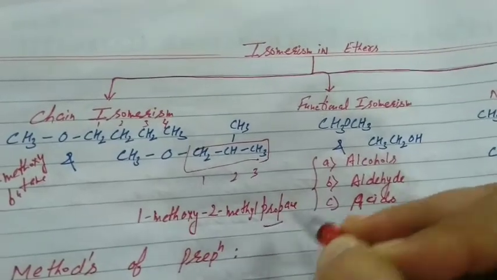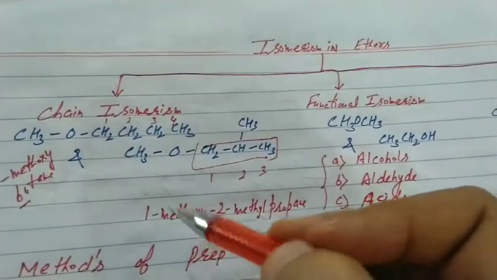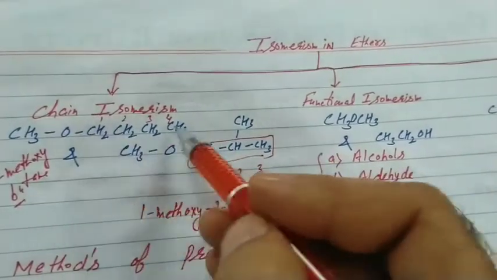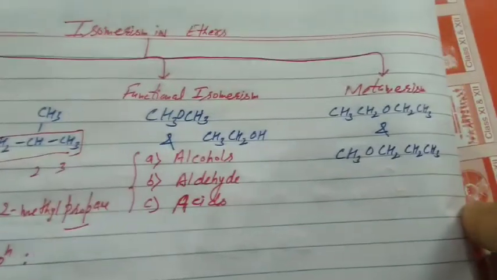Friends, whenever the word root changes, it means 100% there is branching. Isomers differ by the nature of carbon chain. That's straight chain and that is branched chain. It is chain isomerism.